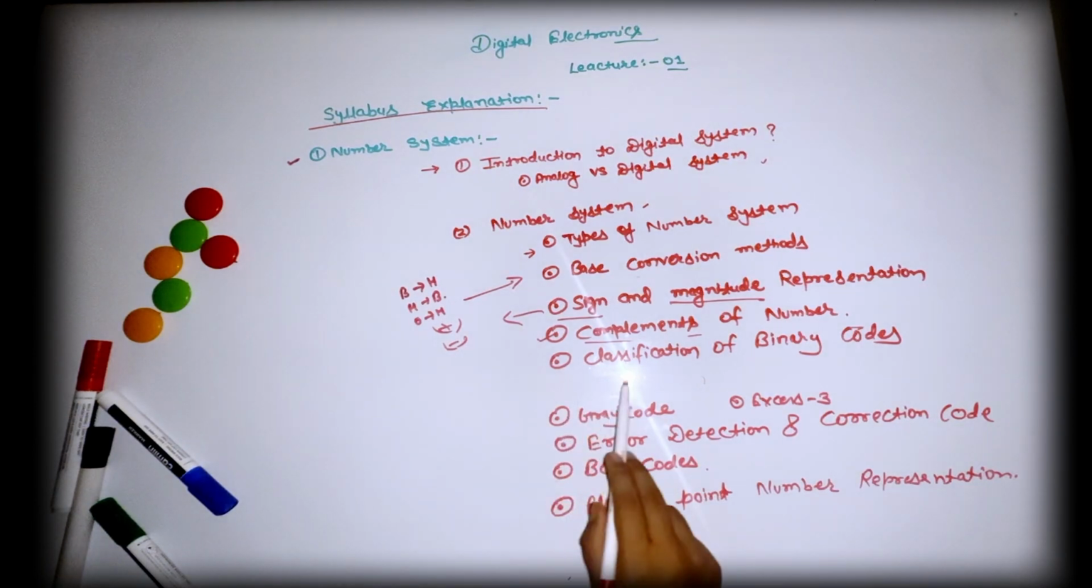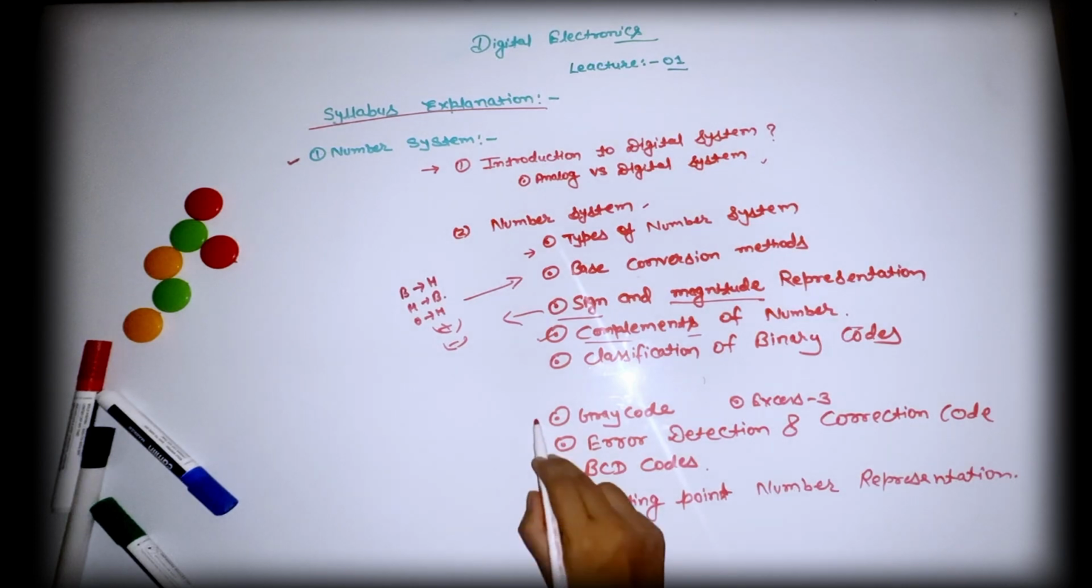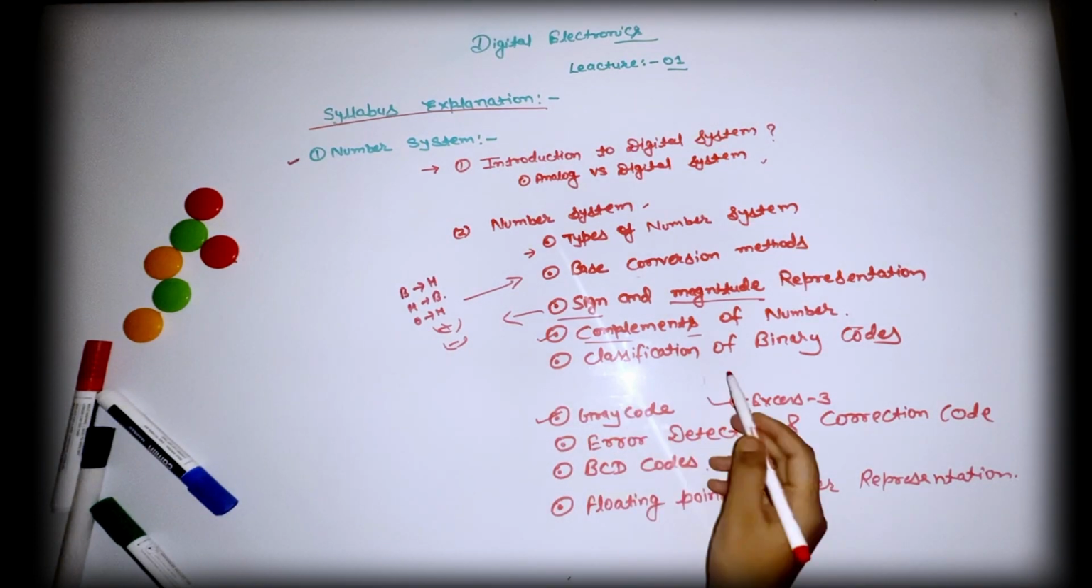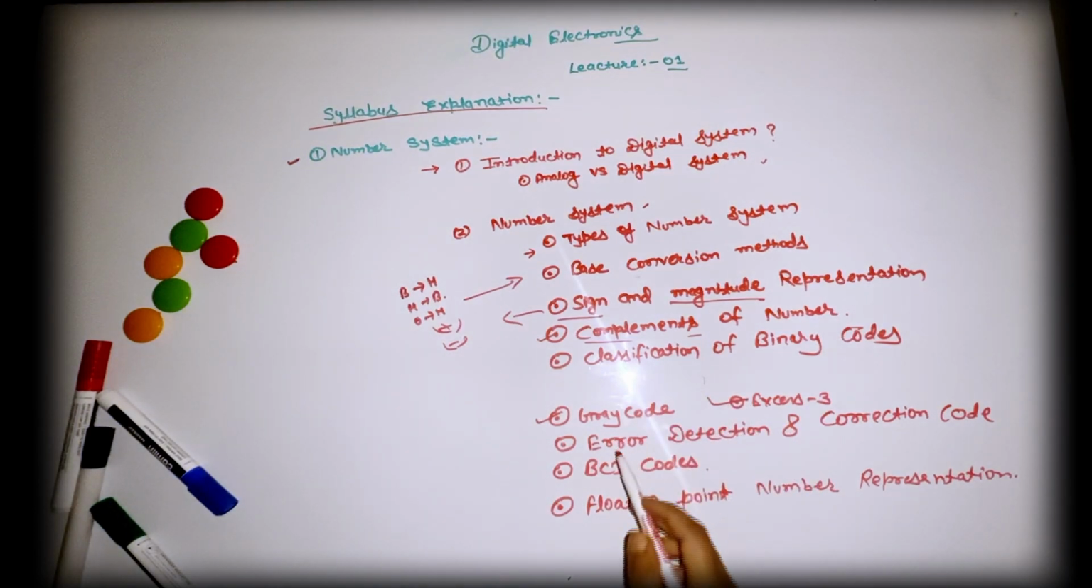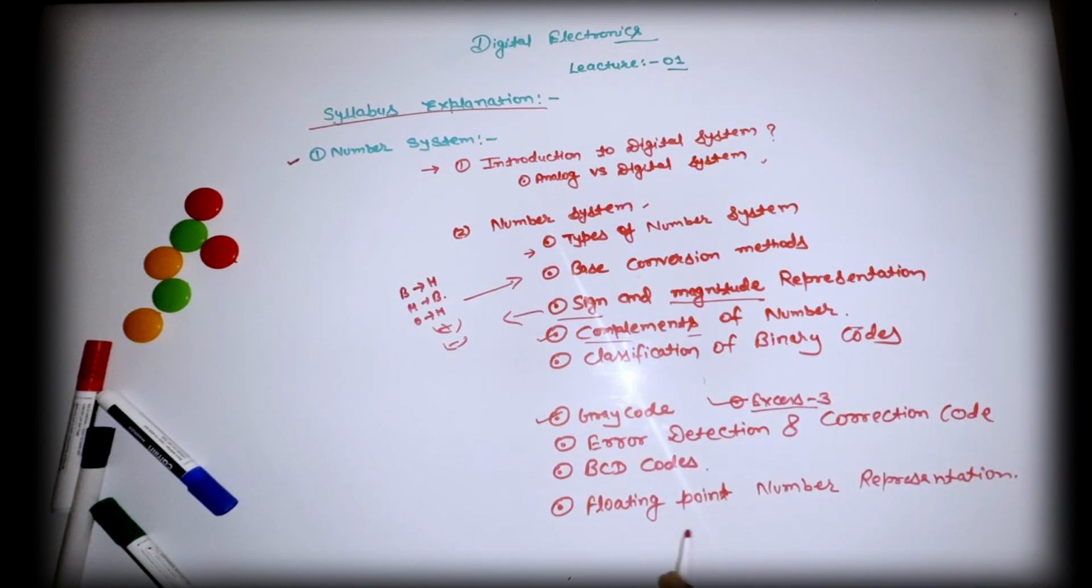After that we will go through the classification of binary codes. We will learn about gray code, binary code in detail, gray to binary conversion, binary to gray conversion with shortcuts, and also we will learn about excess code.